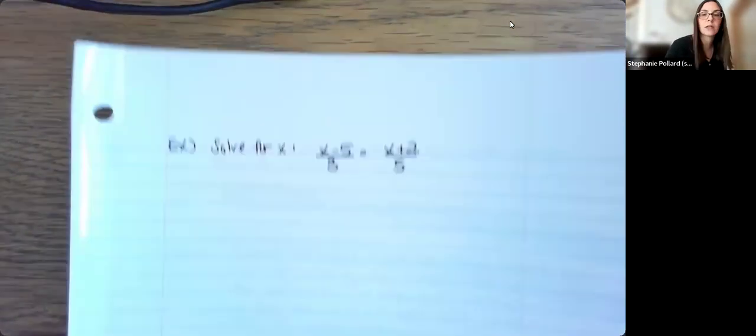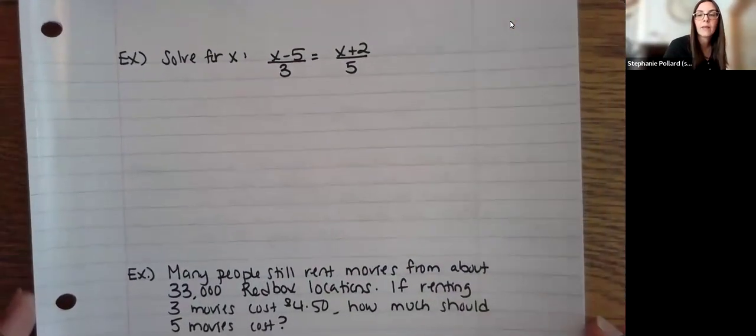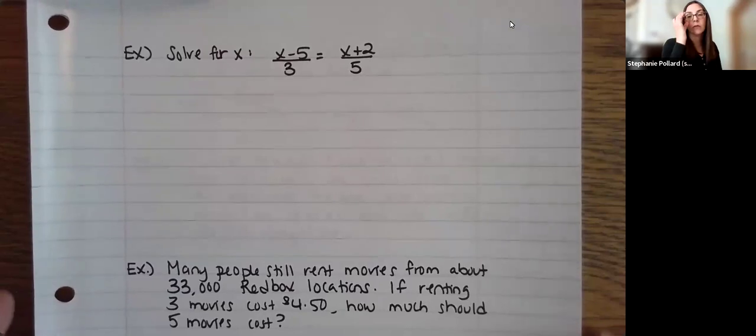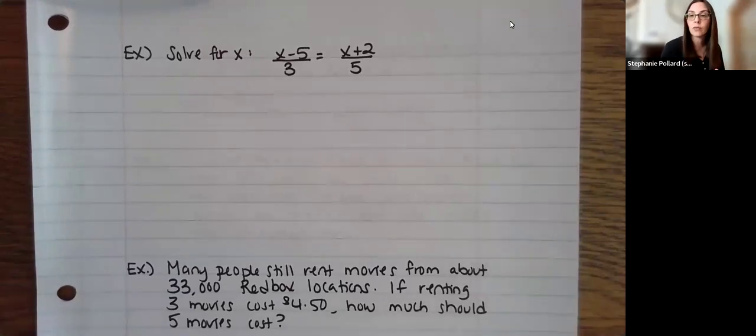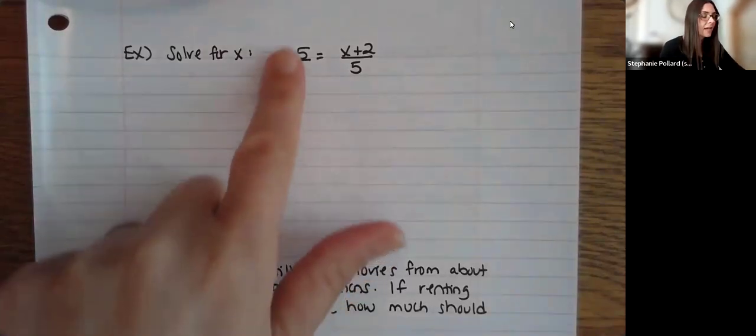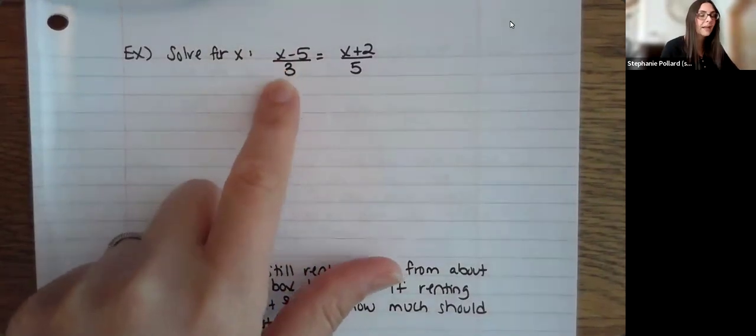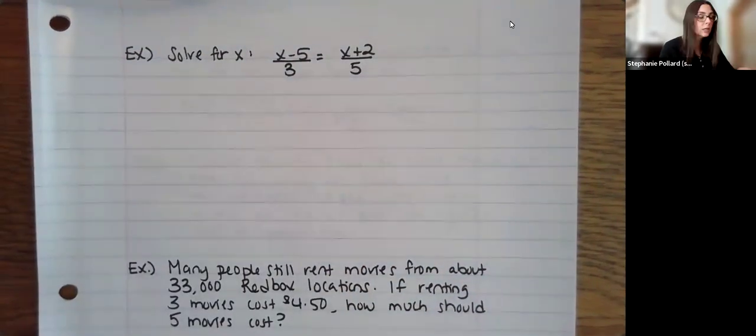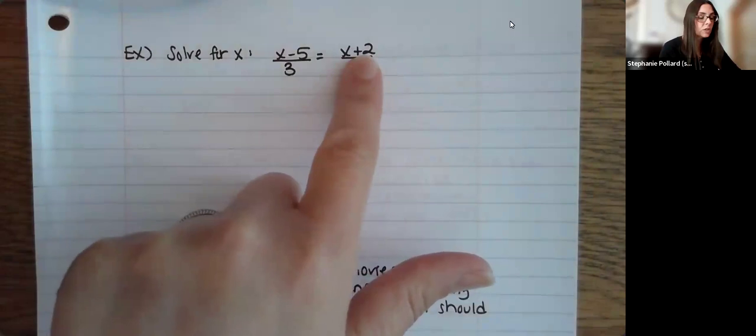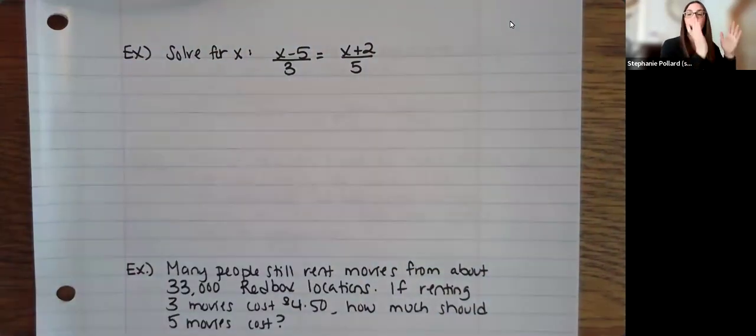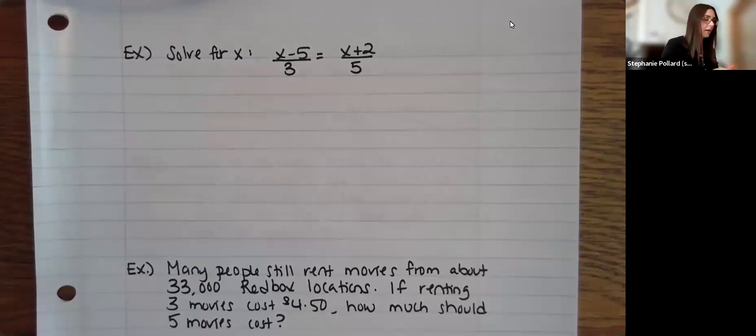All right, let's do another example. So here we have a proportion, x minus 5 over 3 is equal to x plus 2 over 5. Notice that the left side is one term, right? Even though you have a minus here, it's all stuck in the same fraction. Same thing on the right side, you have an addition, but it's all stuck together. So I have a ratio equals a ratio, so I can use that cross multiplying technique here.